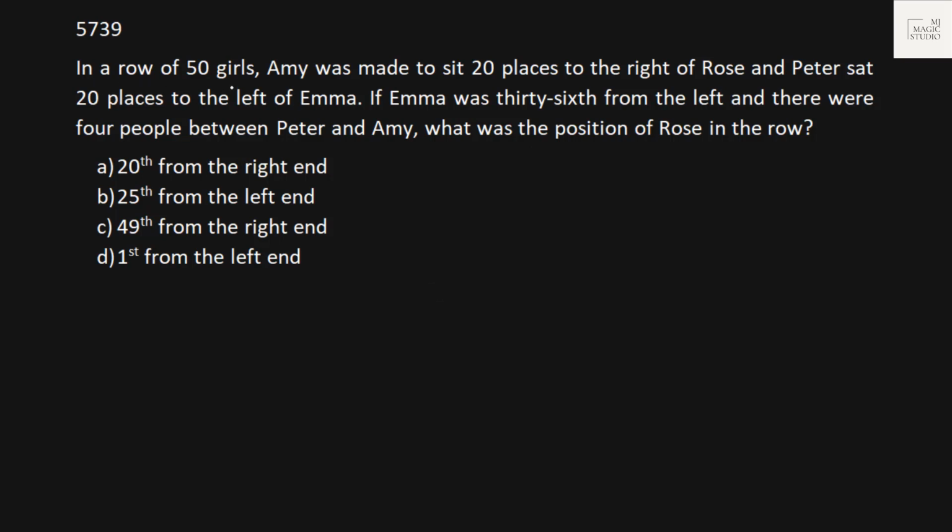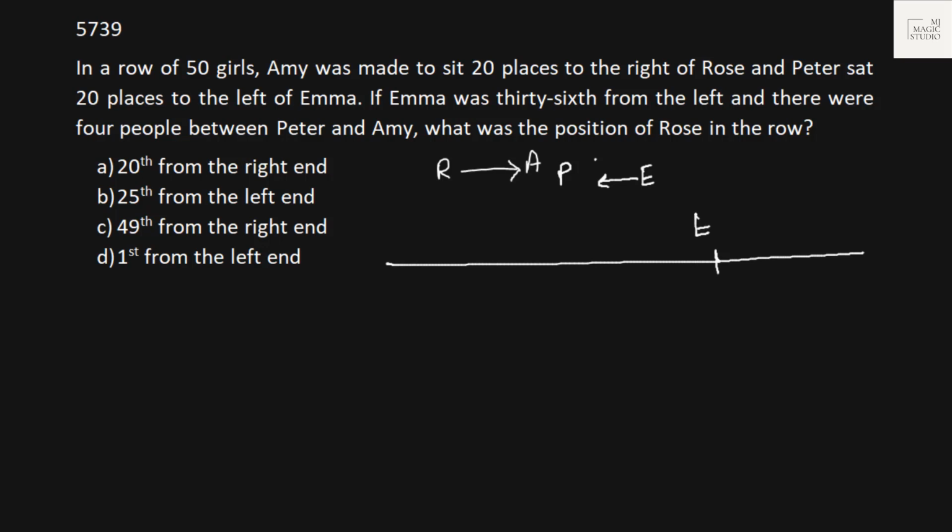In a row of 50 girls, Amy was made to sit 20 places to the right of Rose. Amy to the right of Rose. And Peter sat 20 places to the left of Emma. If Emma was 36th from the left, okay, now we have this position. Emma is 36th from the left. Peter is 20 places to the left of Emma.